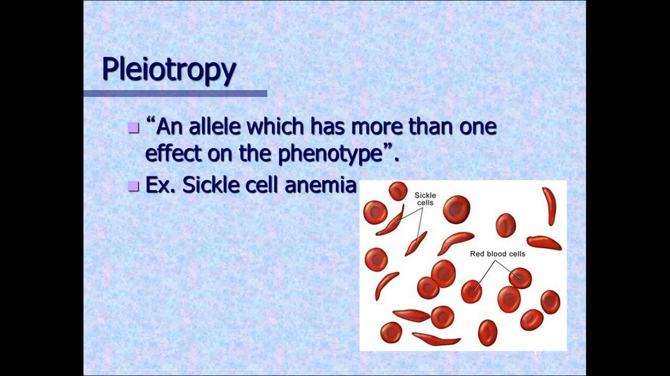Most alleles have only one effect on the phenotype, meaning they give you brown eyes or brown hair. There are some alleles that have more than one effect on the phenotype. These are called pleiotropic alleles. The effects of pleiotropy are difficult to predict because a gene that affects one trait often performs other unknown functions. My example is sickle cell anemia.